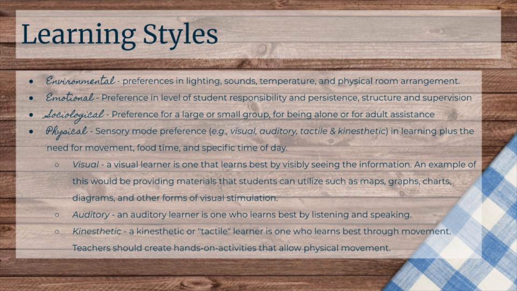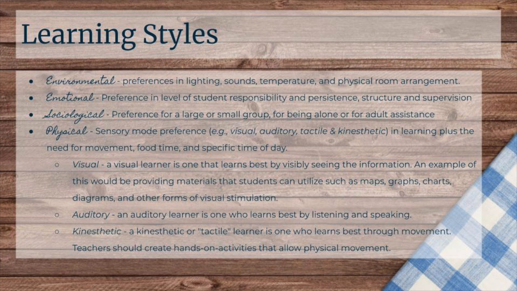Number 1, environmental. This is preferences in lighting, sounds, temperature, and physical room arrangement. Creating an effective classroom environment means ensuring that you create a space where students feel safe and comfortable expressing themselves and their style of learning. Number 2, emotional. This is a preference and level of students' responsibility and persistence, structure, and supervision. Self-reliance and self-confidence are 2 very important qualities to give your students. A teacher should set objectives and provide feedback that ignites each of these qualities.